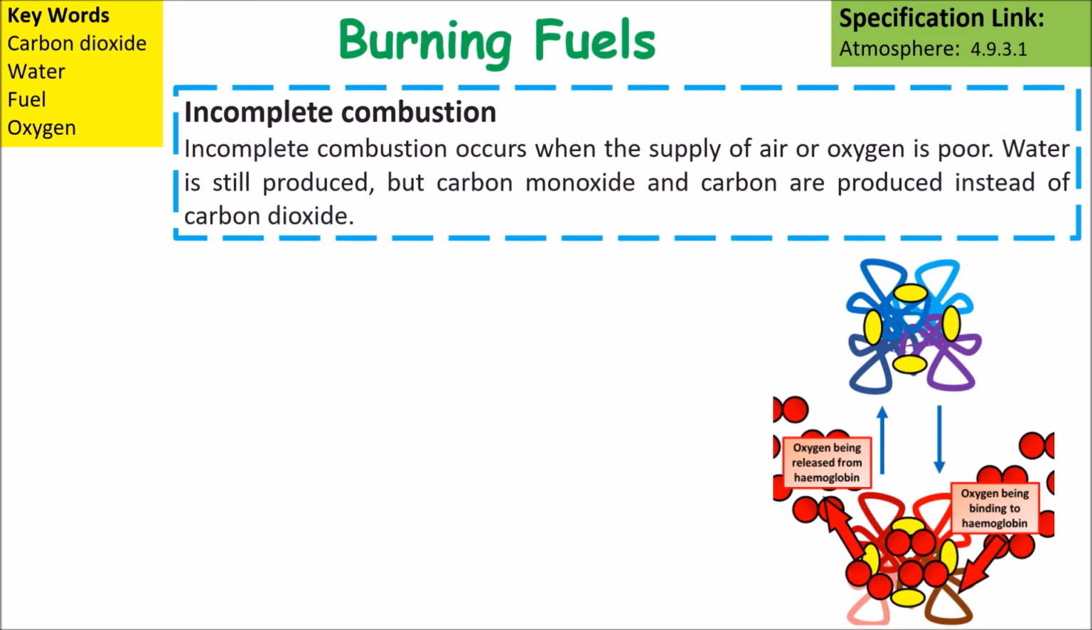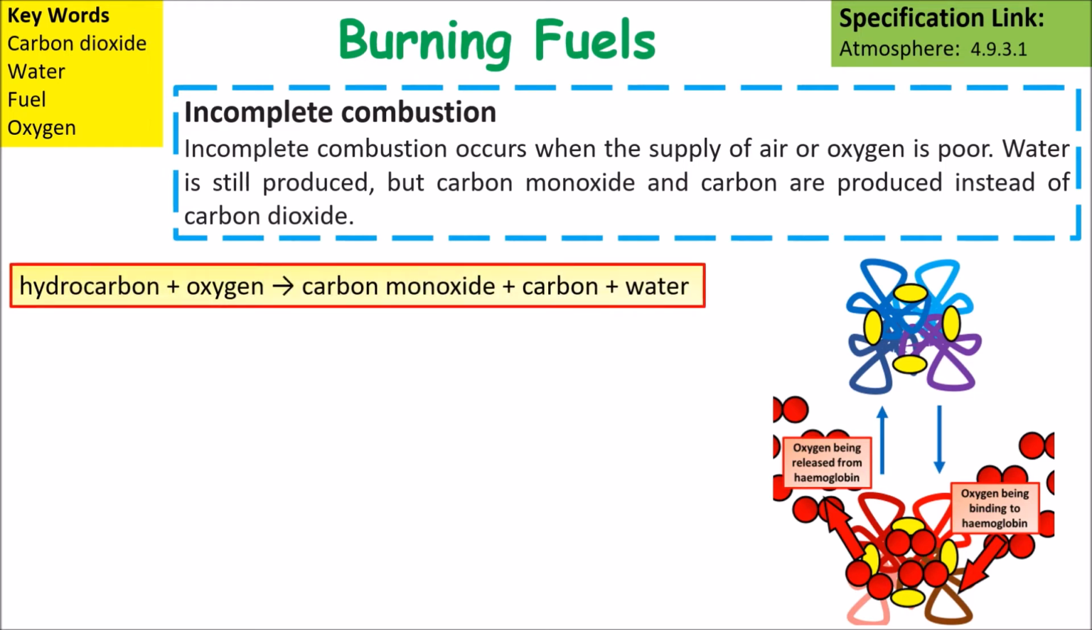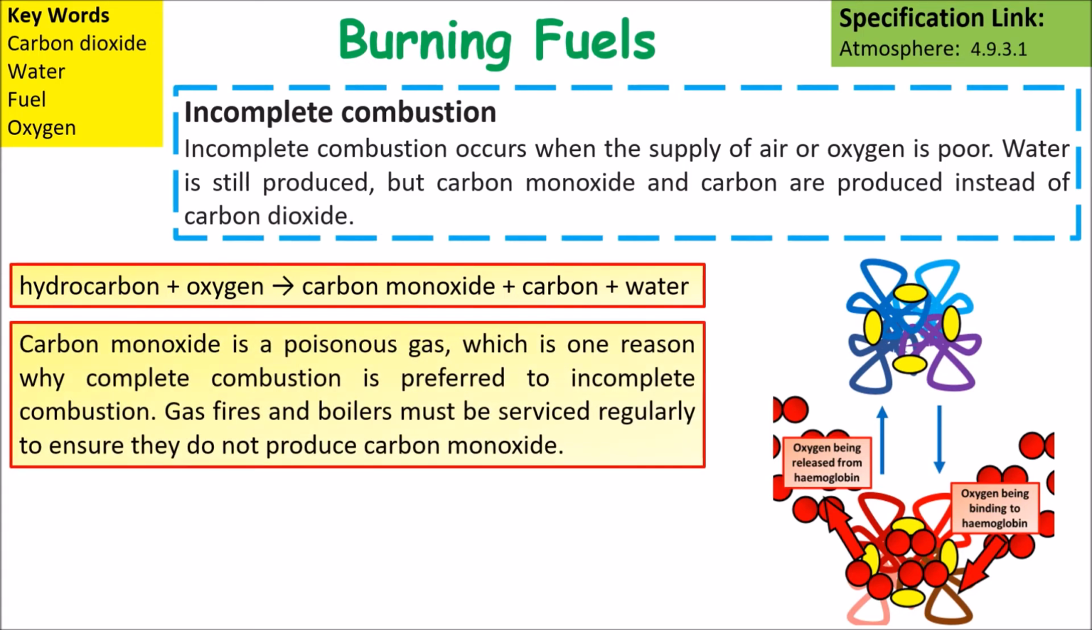Incomplete combustion occurs when the supply of air or oxygen is poor. So water is still produced, but carbon monoxide is produced instead of carbon dioxide. So we would end up with the hydrocarbon plus oxygen forming carbon monoxide, probably some solid carbon, and water. Carbon monoxide is a poisonous gas, which is one of the reasons why complete combustion is preferred to incomplete combustion.